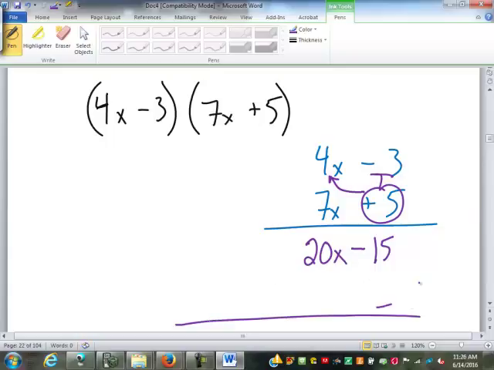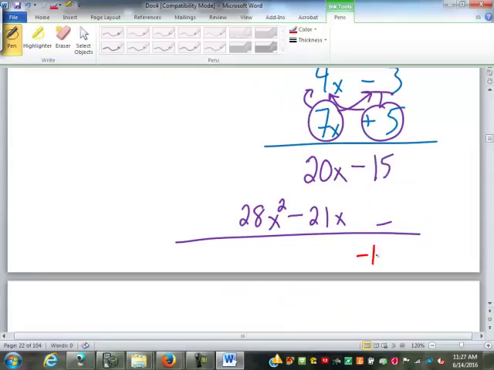Now I'm going to leave a spot here. 7x times negative 3 is negative 21x. Notice it has to line up with the other x's. 7x times 4x. 7 times 4 is 28. X times x is x squared. And we can combine. We've got the negative 15, 20, and negative 21 making negative 1x. I don't have to put the 1 on it. I can just write negative x. And then the 28x squared.